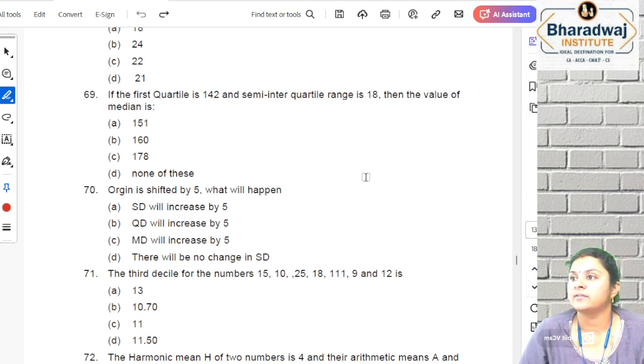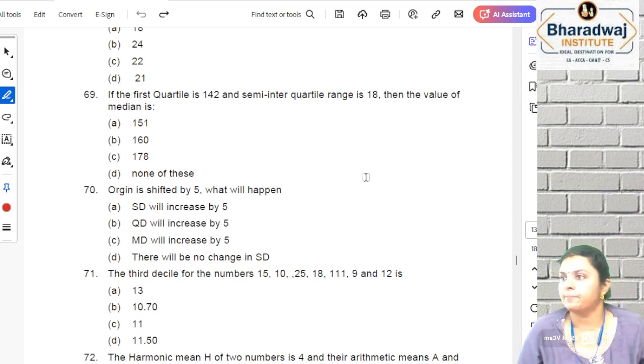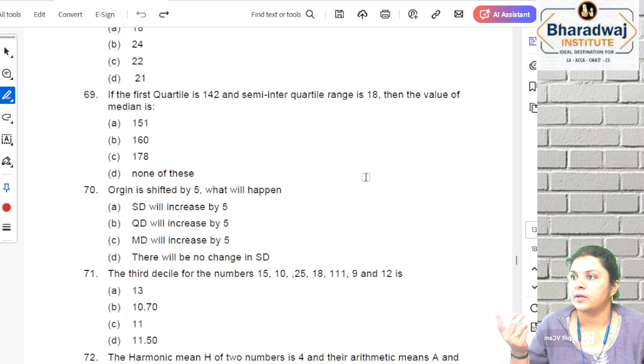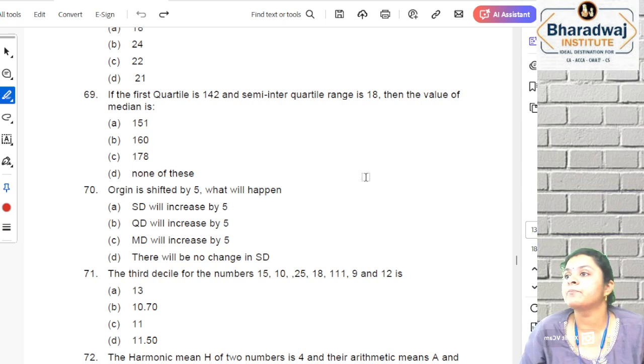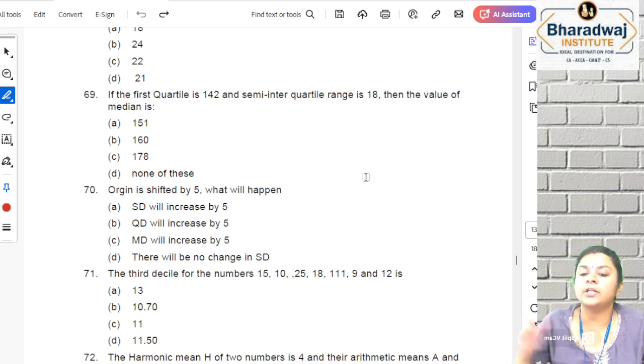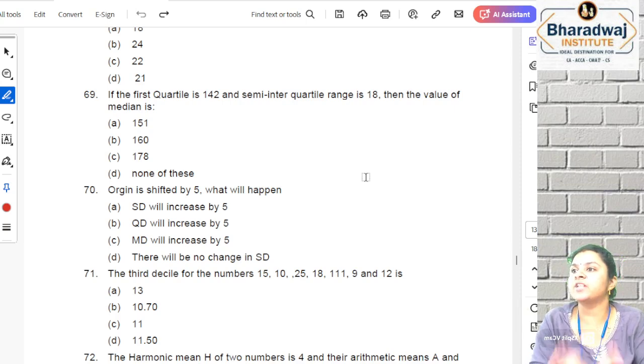Quartile deviation is otherwise known as semi-interquartile range. Then the value of median is. So they have given quartile deviation, they have given first quartile. What is the formula for quartile deviation? Q3 minus Q1 divided by 2. Q1 is given, so you can find Q3. Am I clear? Are you following me? After you find Q3, how to find median? Very simple. Q1 and Q3, if you take average, you will get the median.